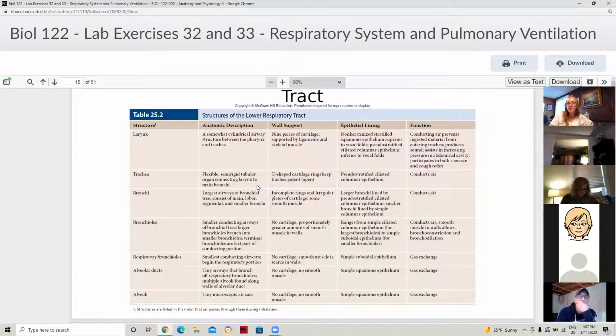The trachea is this flexible ring of fibrocartilage. I think it's fibrocartilage rings that conducts air. The bronchi, largest airways of the bronchial tree, consists of main or primary, lobar, secondary, tertiary segmental, and smaller bronchi. And it conducts air.